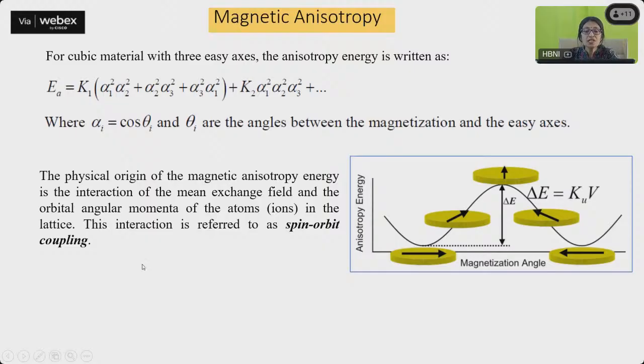So what is the physical origin of this magnetic anisotropy energy? It is basically the interaction of the mean exchange field and the orbital angular momentum of the atoms in the lattice, and this interaction is nothing but the spin-orbit coupling. So if you have the magnetization angles shown over here and the anisotropy energy, you will see this is how this delta E value is going to change. This is a very nice pictorial representation of the concept that has been discussed over here.